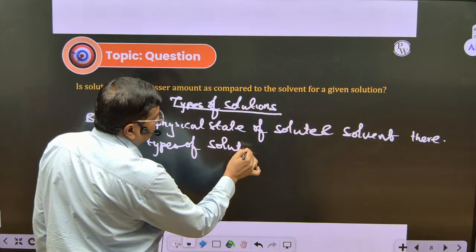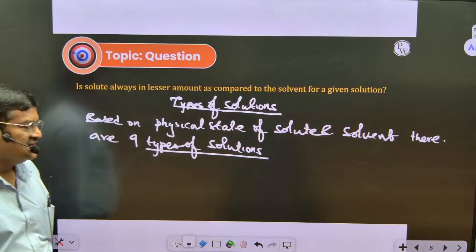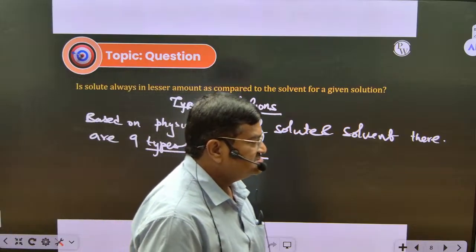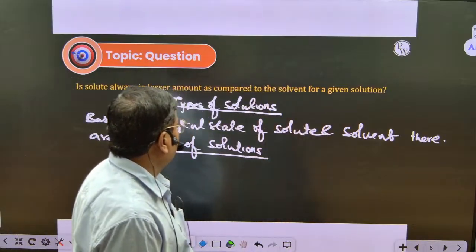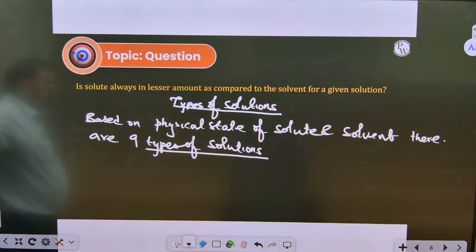Following, students? In JEE Mains as well as in NEET, they can ask this in matching list. Let us discuss what are the 9 types of solutions. Copy it. Are you getting my point? So what are the 9 types we get? One set of gaseous solutions, one set of liquid solutions, one set of solid solutions.